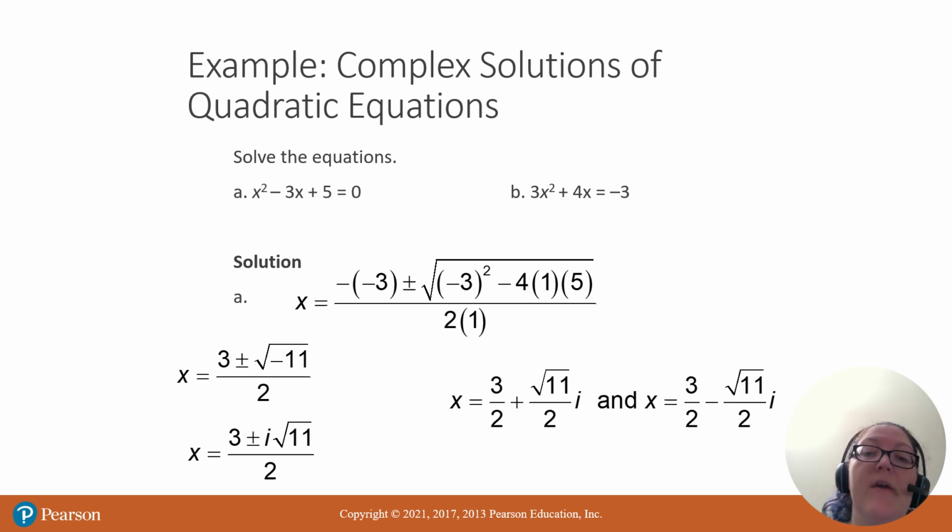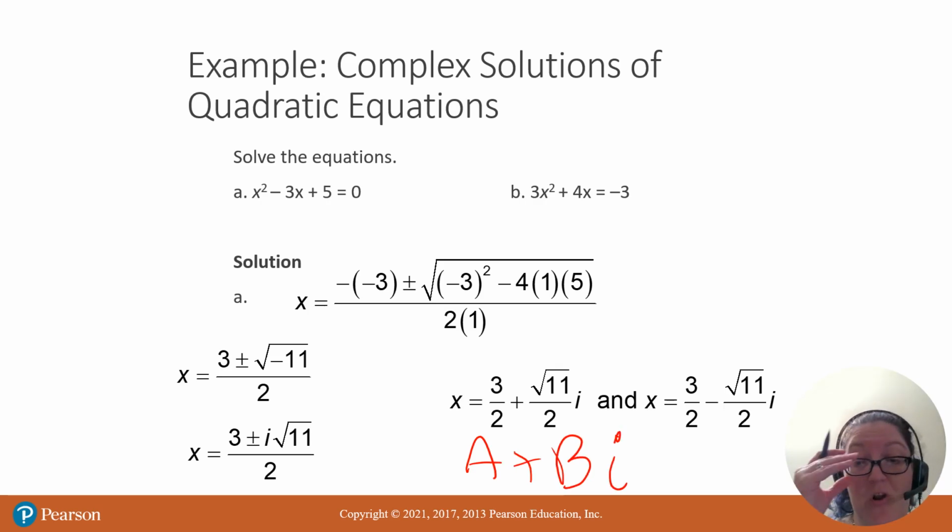Now, if I were to break this apart into the two separate answers, remember, one has a plus sign and one has a minus sign. It is still technically two different answers. And normally when you see the ones with i written in them, a lot of the time they like to write it in this format. And this format is basically what we call a plus bi format. And that's how we like to write the majority of our complex numbers, as this a plus bi format.